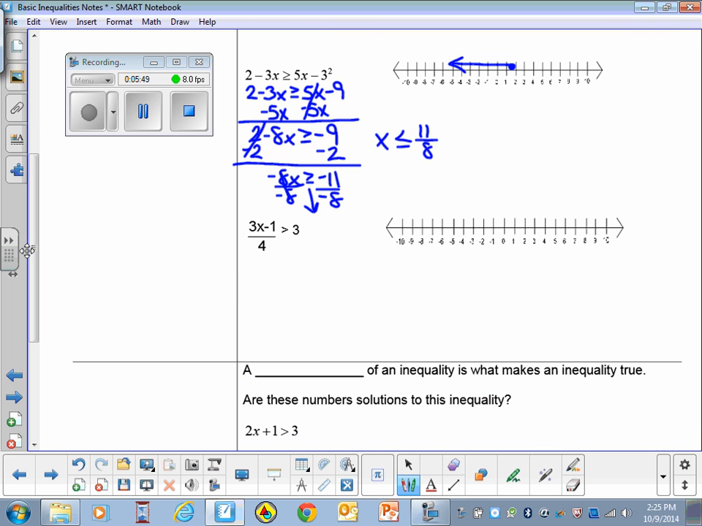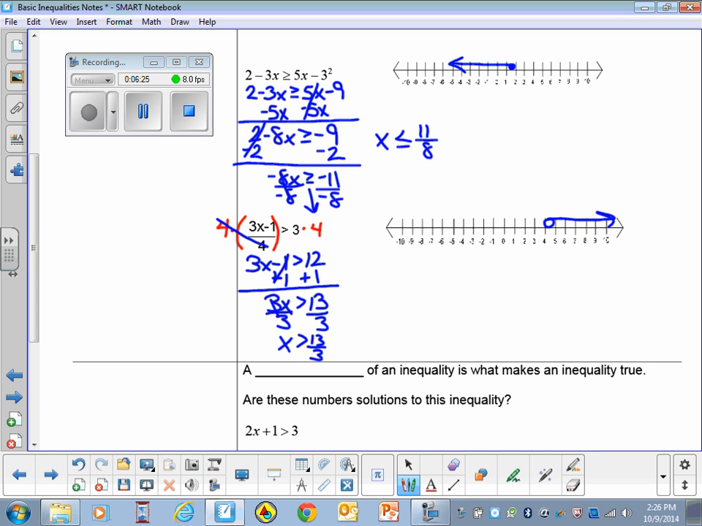Next one. Ooh, let's get rid of this 4 in the denominator. Multiply both sides by 4 to get rid of that. So I have 3x minus 1 is greater than 12. Add the 1. 3x is greater than 13, and divide by 3. X is greater than 13/3. That's 4 1/3. So an open dot here between 4 and 5. And in this case, my arrow is going up.